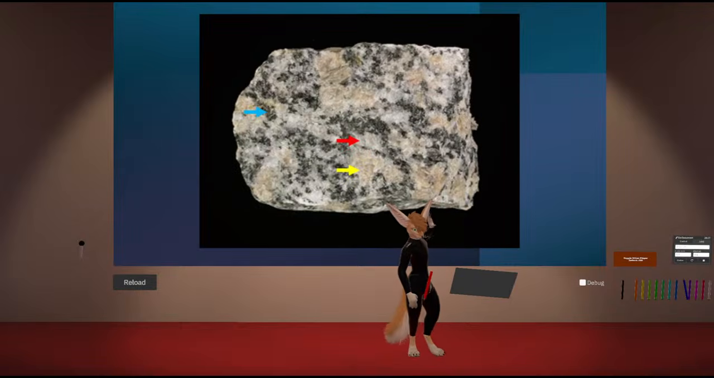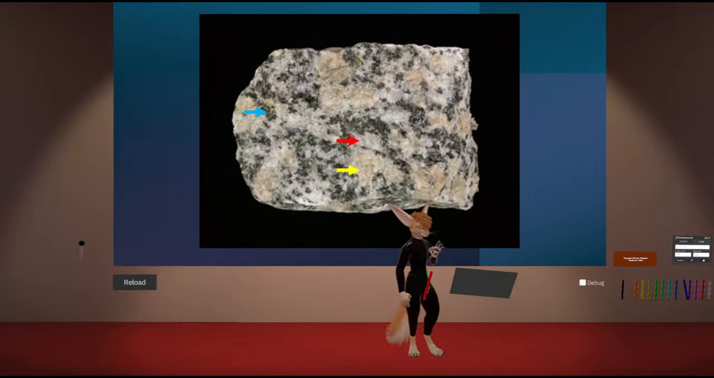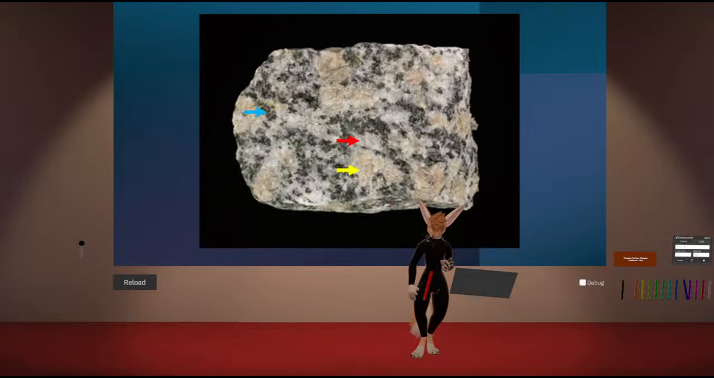So this is granite with plagioclase, which is a white feldspar. The yellow arrow is pointing at the plagioclase. The red arrow is pointing at the quartz. And the blue arrow is pointing at the dark mineral, which is biotite.